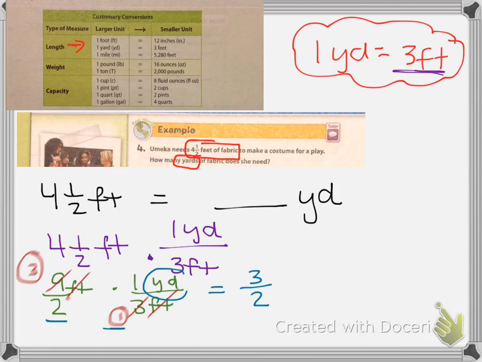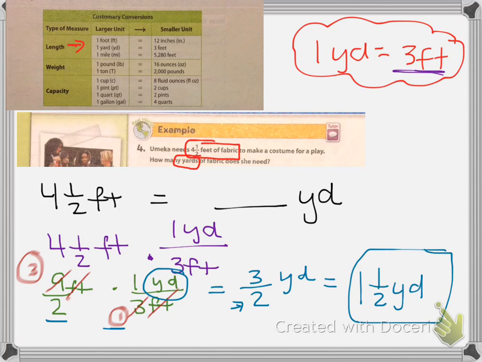And remember, the only unit that we have left that's not been cross-simplified out is yards. So now our very last step is just going to change this improper fraction into a mixed number. So now we have 1 1/2 yards. So this is our final answer here. So you want to make sure that you have all of this written out to the side as well, in addition to what they have written in the book.